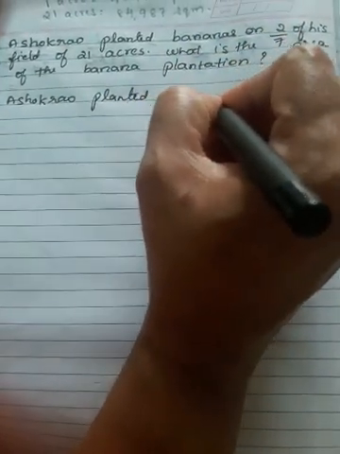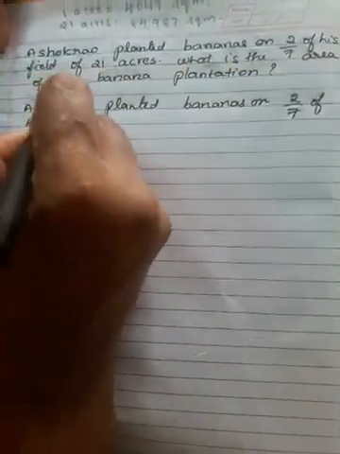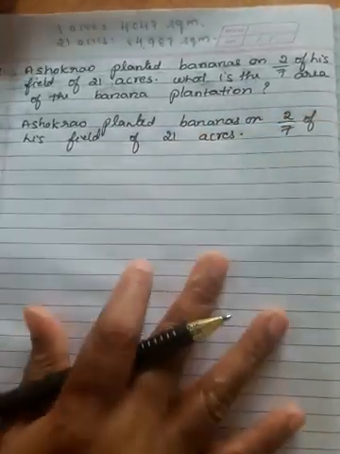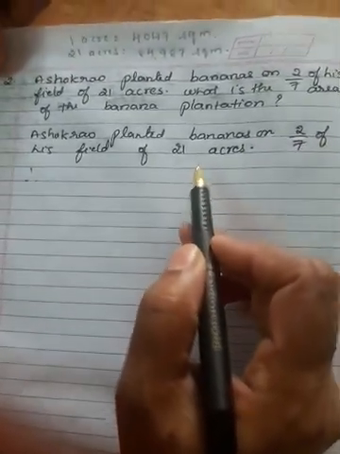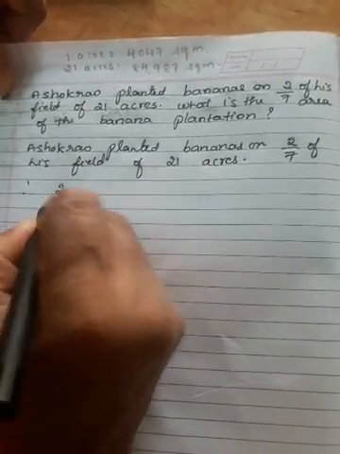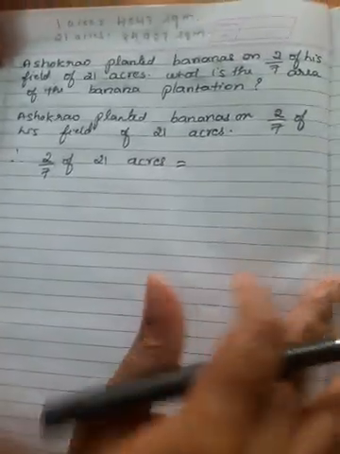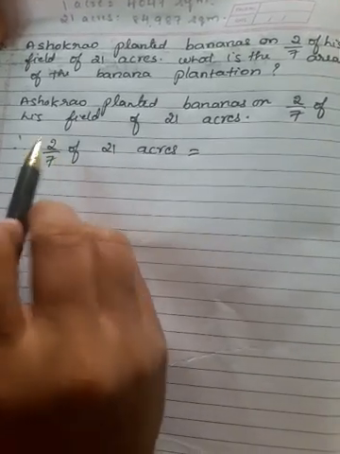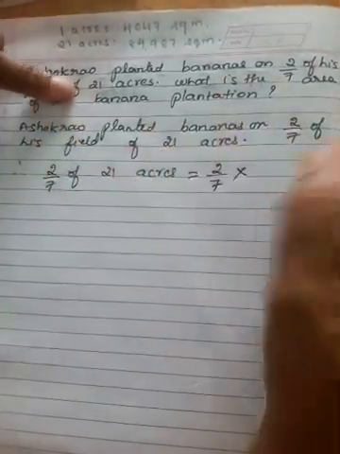Ashok Rao planted bananas on 2 upon 7 of his field of 21 acres, correct? Now, we should find out what is 2 upon 7 of 21 acres. You know how to simplify this sum. Here, "of" means multiplication. So we should multiply this fraction with 21. So 2 upon 7, of means multiply sign, multiplication, and 21.